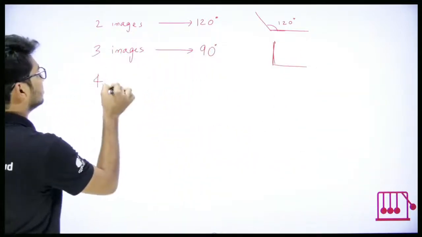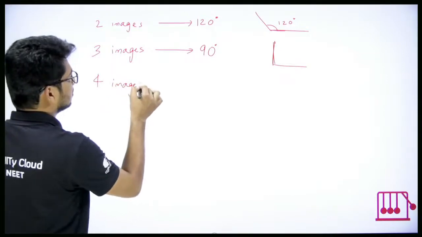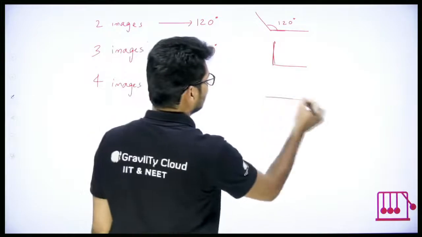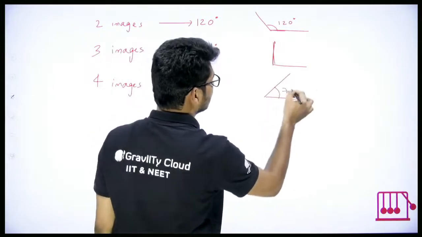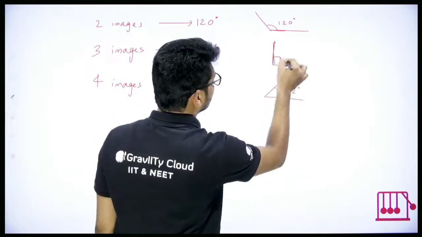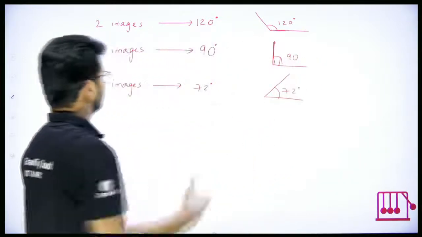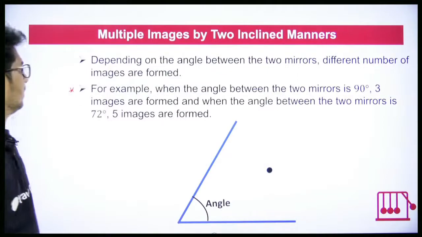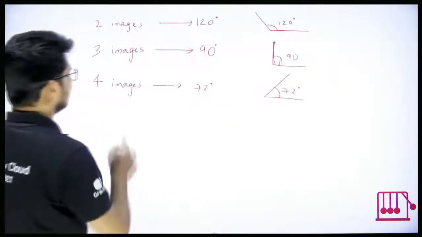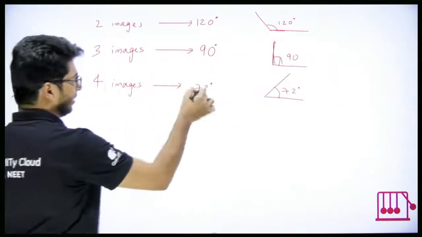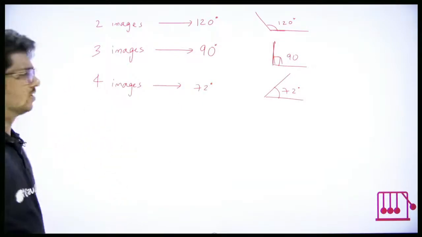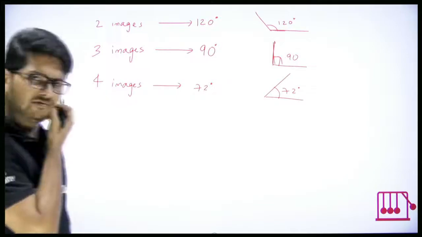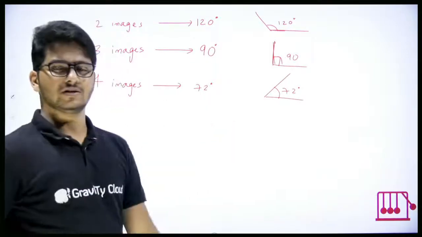For 3 images, it would be 90 degrees, perpendicular. Okay, for 4 images, you can go with 72 degrees. 72 will be something like this. Okay, this much is enough. So try playing around with it. For 72 degrees, this is a special case. You can get 4 or you can also get 5. 360 by 72 is 5. So you'll get either 5 or 4.